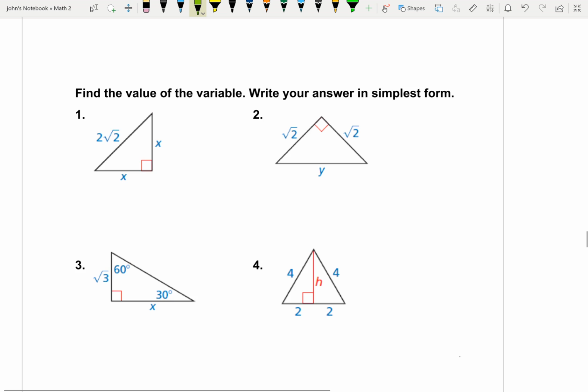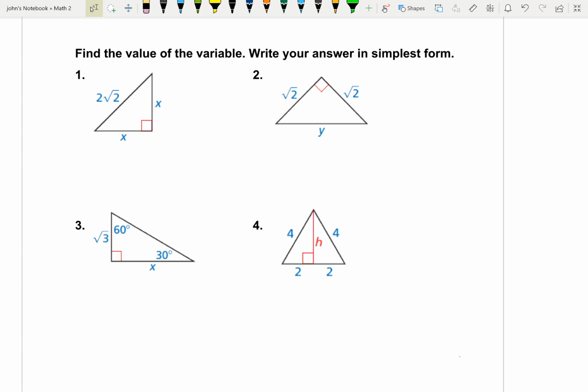Okay, so here's just a big mix here. So we've got to decide, is it a 45, 45, 90 and find the missing side, or is it a 30, 60, 90 and find the missing sides? Okay, so let's start with this first one. It doesn't tell us what the angles are, but notice that this side and this side are the same. That means they're equal. That means it's isosceles, so the angles have to be the same. So this is a 45, 45, 90. Now, normally I take x and I times it by the square root of 2 to get this. So I'm going to go backwards.